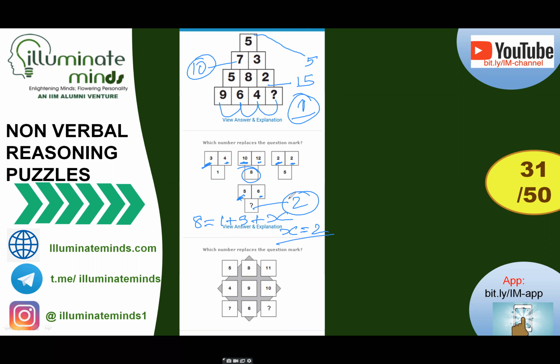What about the third one? So if you look at this, 5 minus 1 is 4. 4 plus 3 is 7. 7 minus 1 is 6. 6 plus 3 is 9. 9 minus 1 is 8. 8 plus 3 is 11. 11 minus 1 is 10. 10 plus 3 is 13. So the correct answer is 13 in this case, guys.